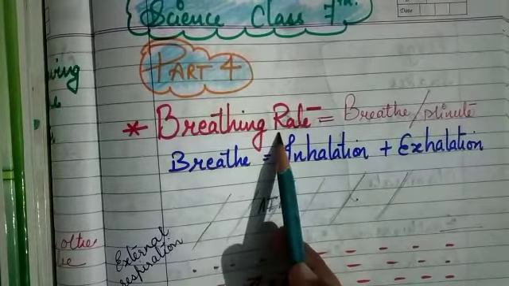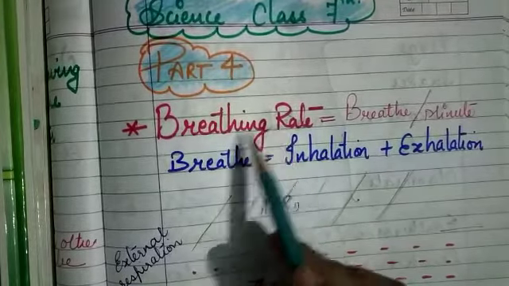Next is breathing rate. Wherever there is a rate, there is the word rate. Rate means anything happening per unit of time. Here the unit is minute. So breathing rate means breaths per minute. The breaths that a person or an organism takes in 1 minute are called the breathing rate.